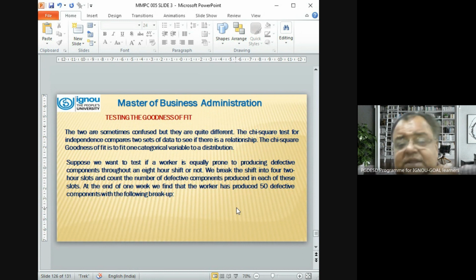Suppose we want to test if a worker is equally prone to producing defective components throughout an 8-hour shift or not. We break the shift into 4 2-hour slots and count the number of defective components produced in each of these slots. At the end of 1 week, we find that the worker has produced 50 defective components with the following breakup.